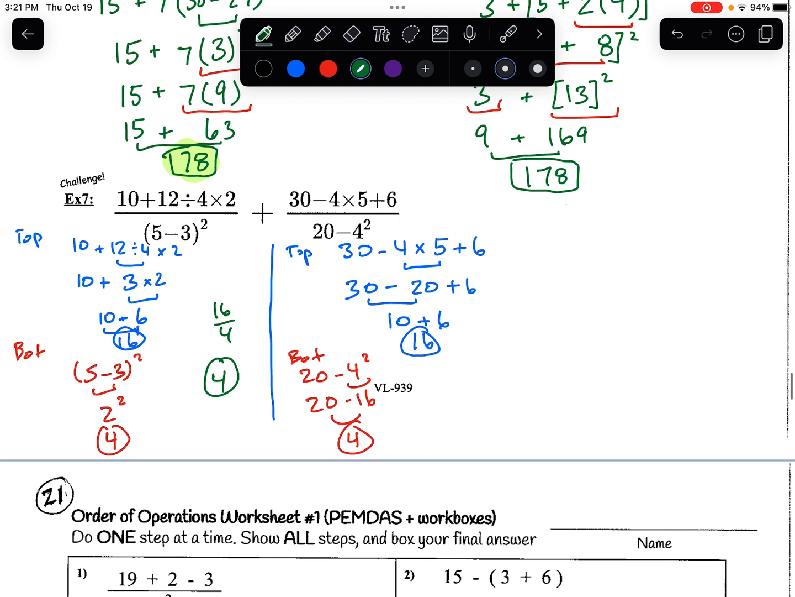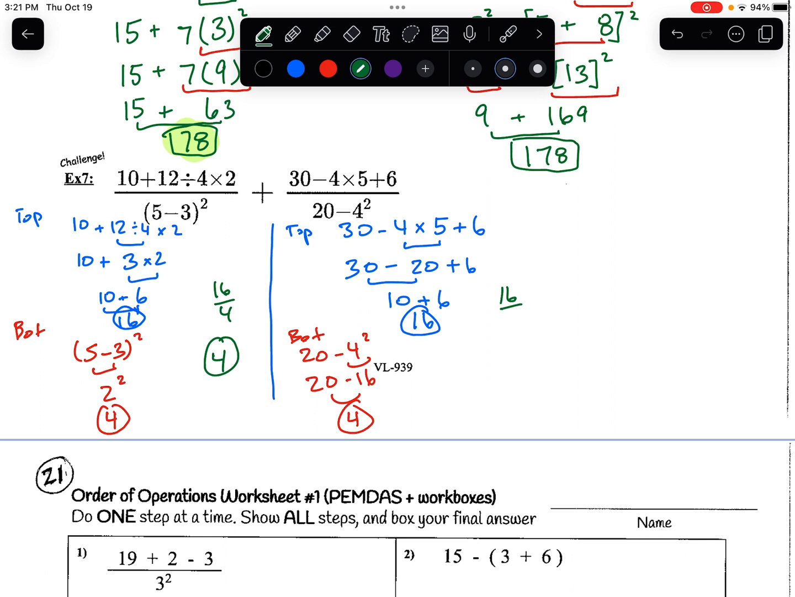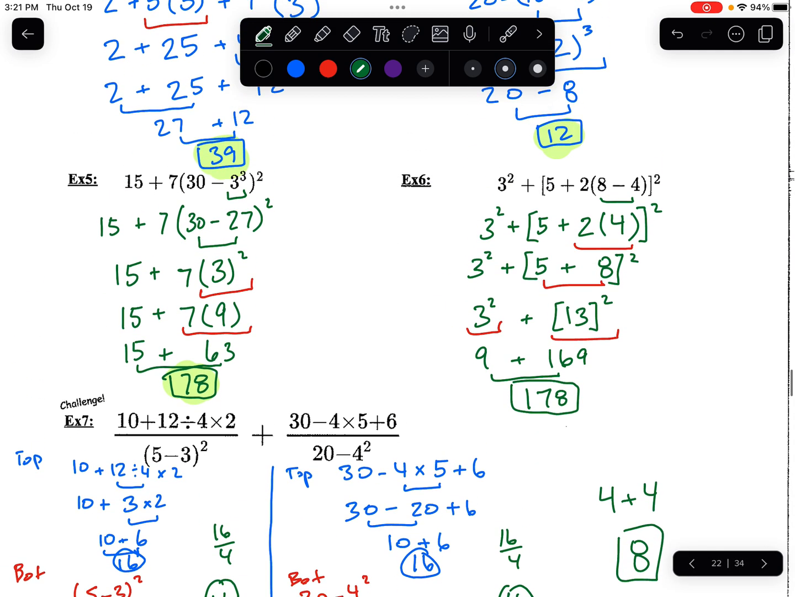So on this side we have 16 over 4, which is an improper fraction, and 16 over 4 is 4. So basically, we've got 4 plus 4, which equals 8. And that's it. Those are all the crazy difficult problems. Go ahead and try some on your own. Good luck.